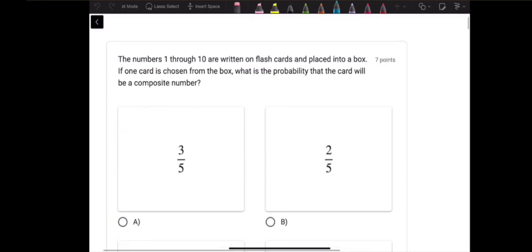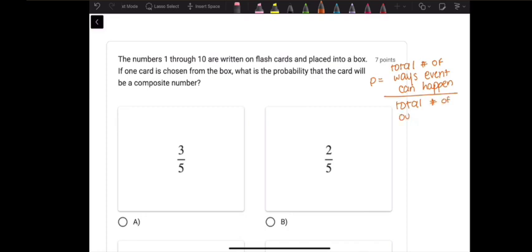The first question states, the numbers 1 through 10 are written on flashcards and placed into a box. If one card is chosen from the box, what is the probability that the card will be a composite number? When it comes to probability, it is always going to equal the total number of ways that what you desire can happen, and we call this the event, divided by the total number of things that could happen, not just what you want, anything completely. So, the total number of outcomes.